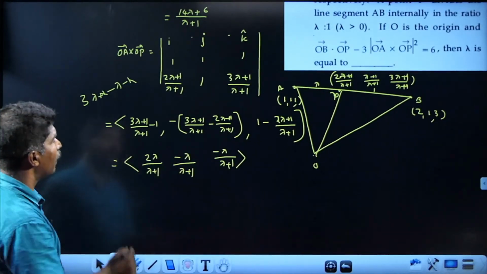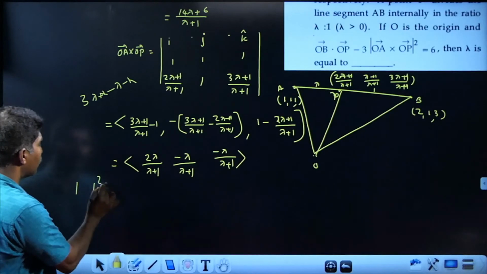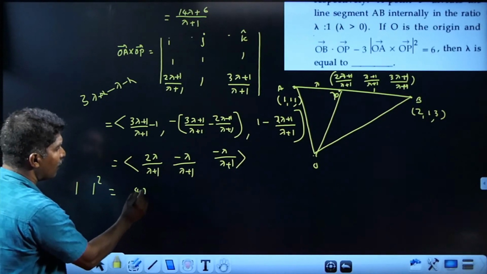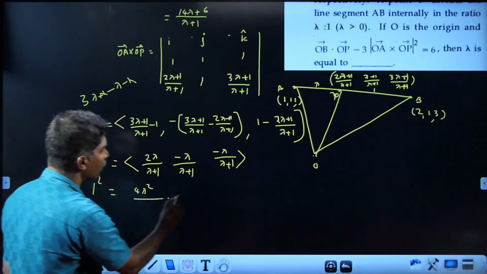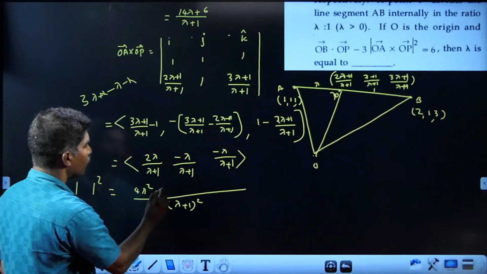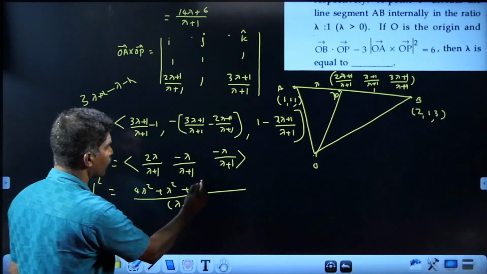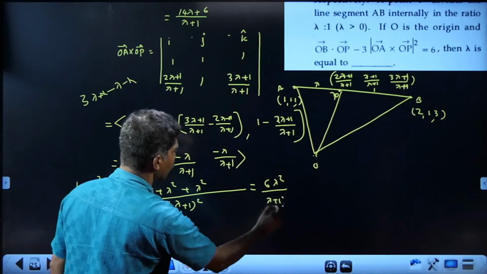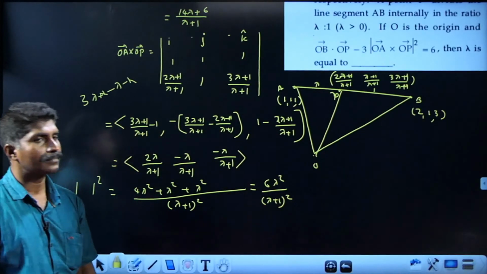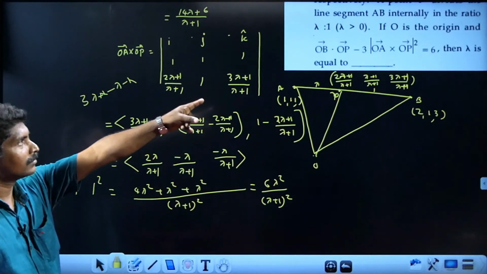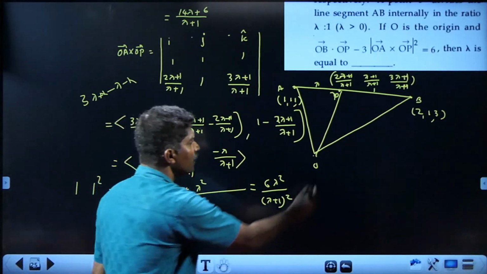Taking the modulus square, the modulus of this squared is equal to its square, 4 lambda square, common denominator is what? Lambda plus 1 the whole square, plus lambda square, that is equal to 6 lambda square divided by lambda plus 1 the whole square. All these values we will substitute there.